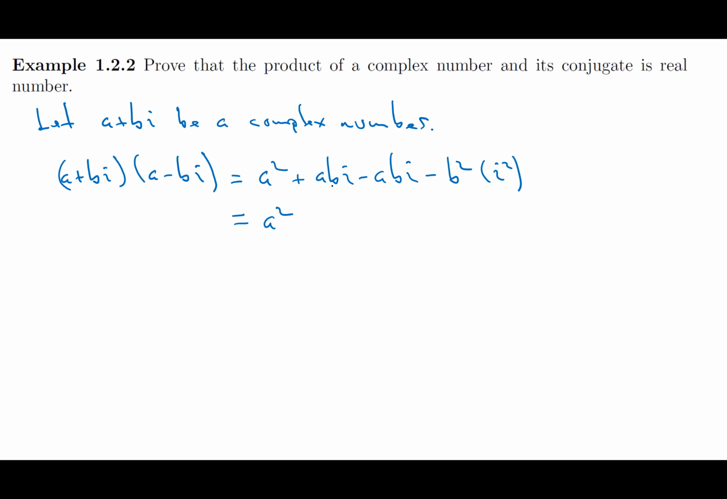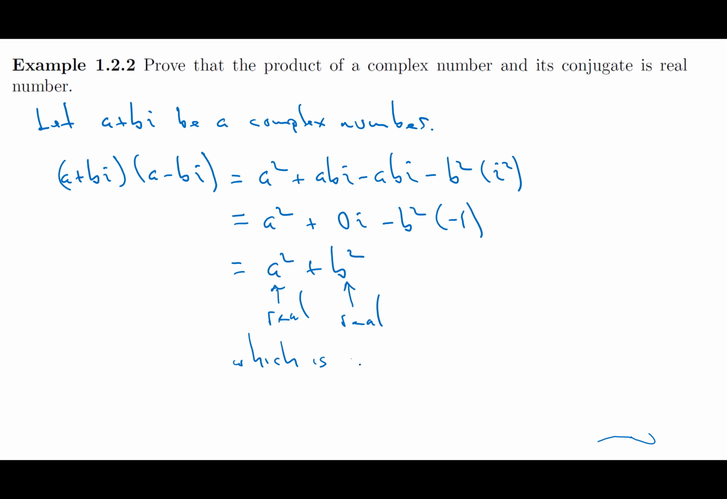Well, notice the abi minus abi, right? Those are gone. I get 0i. And then minus b squared times negative 1. a squared plus b squared. Now, a squared, right? That's real. b squared is real. So I have real plus real. That is a real number. The imaginary part is gone, okay? And that proves it.